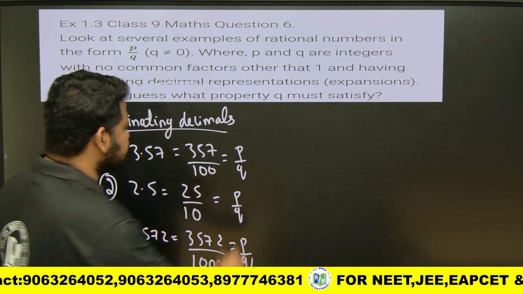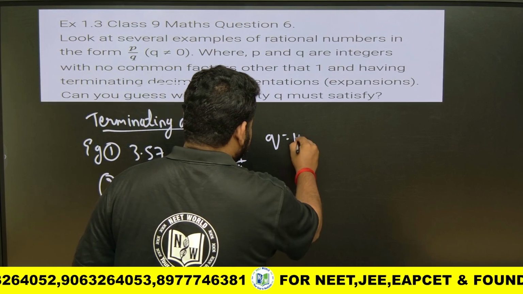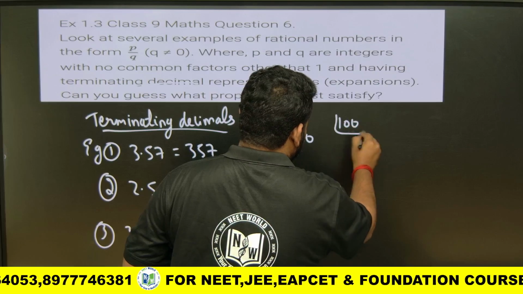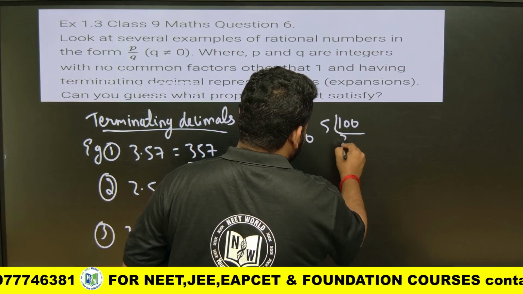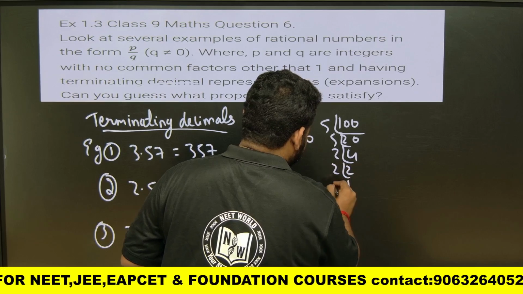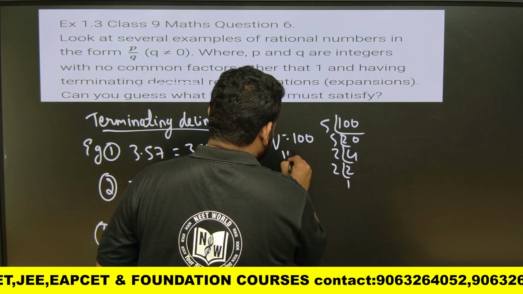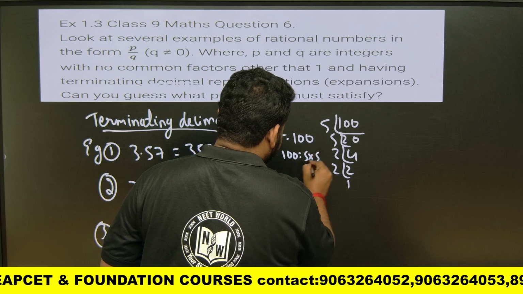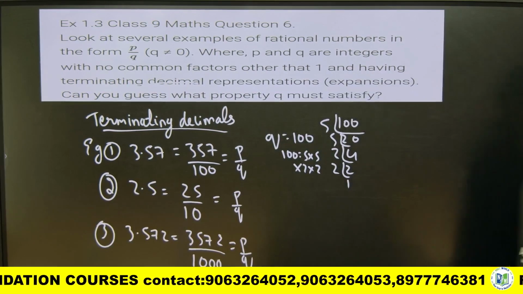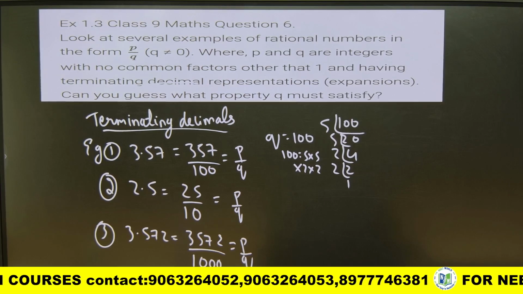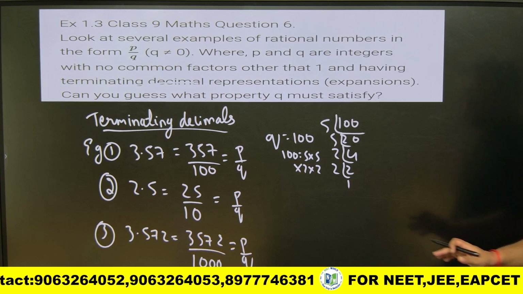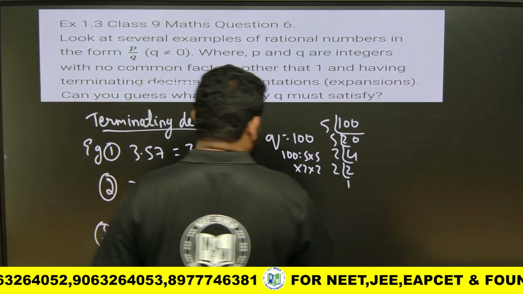Here Q is 100. Let me factorize this Q. If I factorize this Q, what will I get? 5 2s are 10, 5 4s are 20, 2 2s are 4, 2 1s are 2. So, this 100 can be written as 5 into 5 into 2 into 2. That is what we will get.